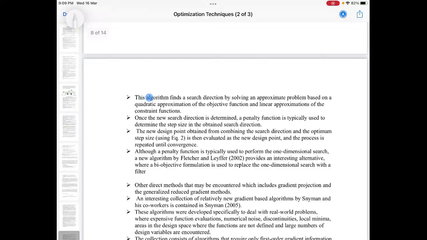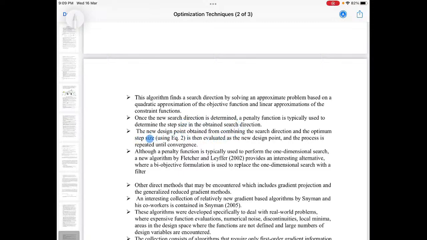This algorithm finds a search direction by solving an approximate problem based on the quadratic approximation of the objective function and the linear approximation of the constraint functions. As we initially saw in equation number 2, once the new search direction is determined, a penalty function is typically used to determine the step size in the obtained search direction.